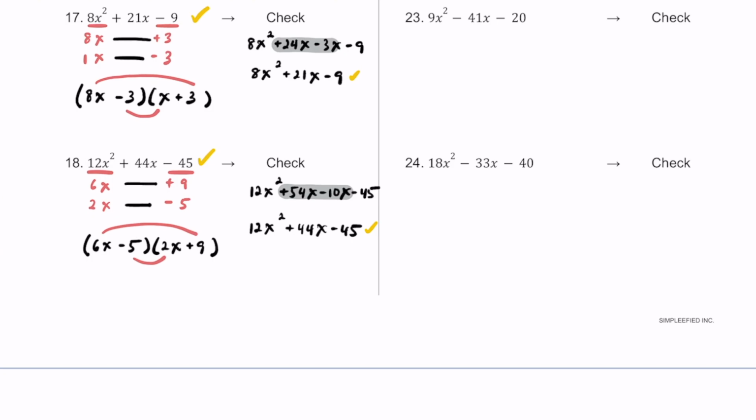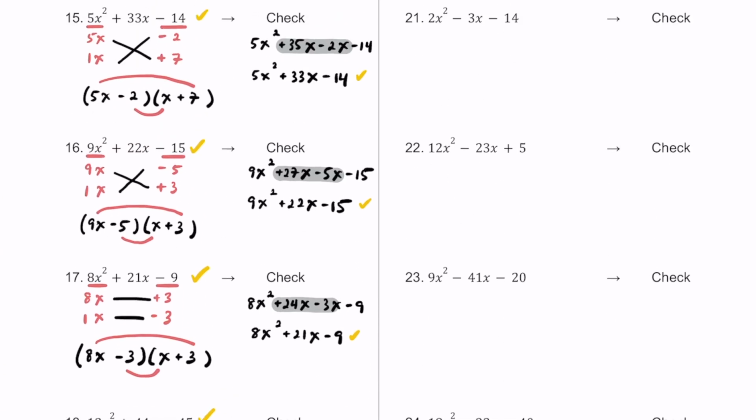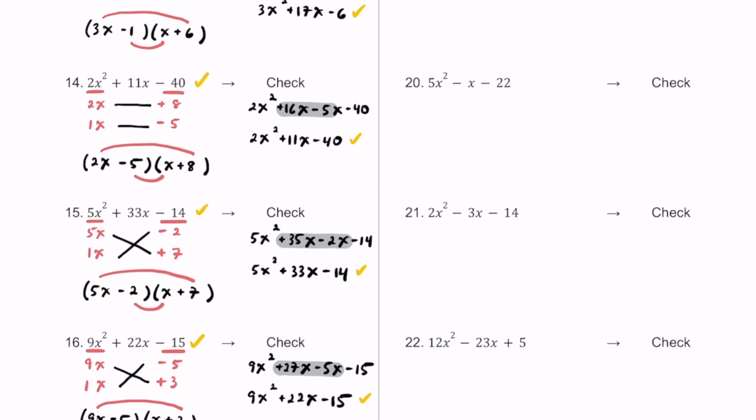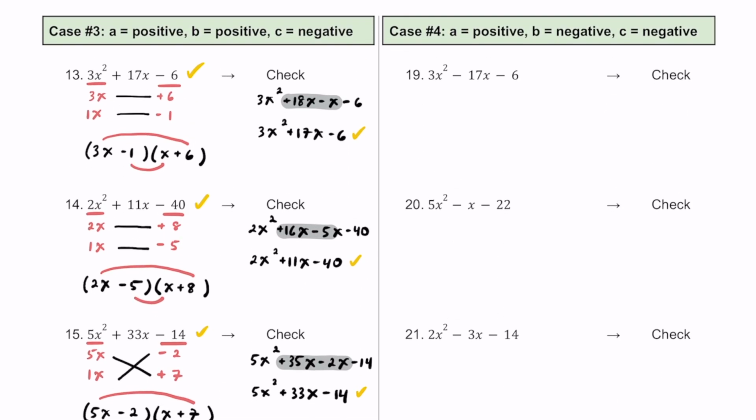Let's check out this last type of case. For these last ones, they're very similar actually to the ones we just did, like case number 3. So let's check out case number 4, where A is still positive, so that's the same for all the cases right now. And then you can see here that B is going to be negative and C is negative. So we're looking for things to add in the middle to get a negative instead of a positive now.